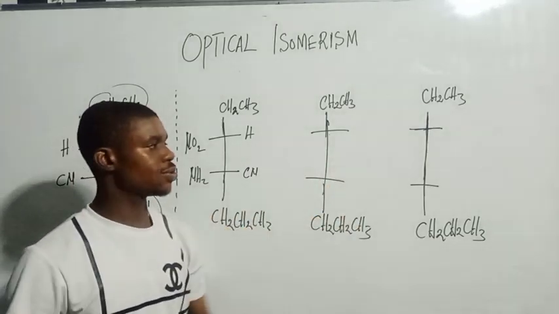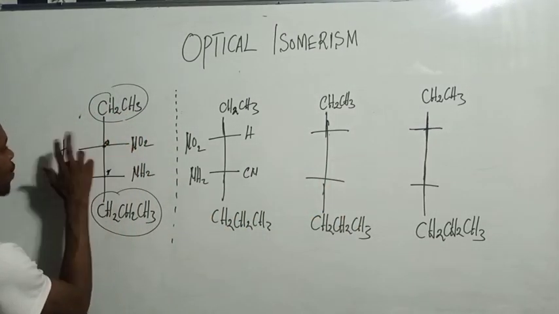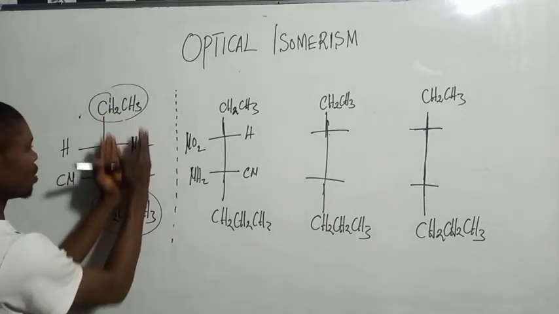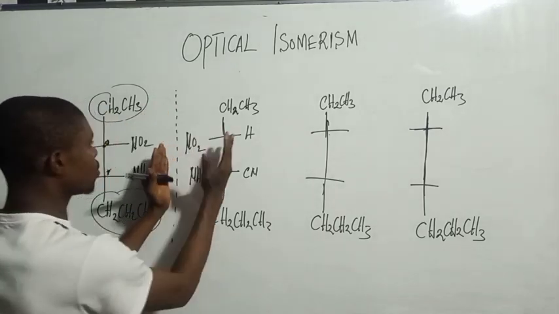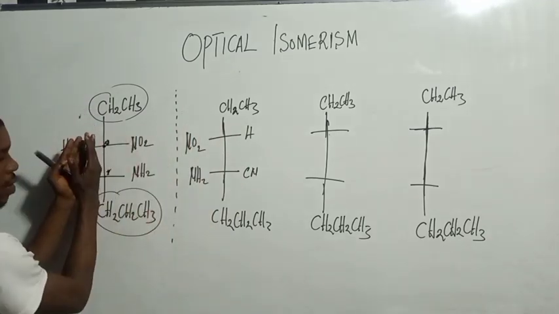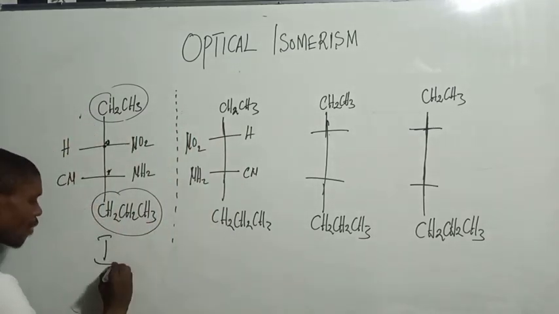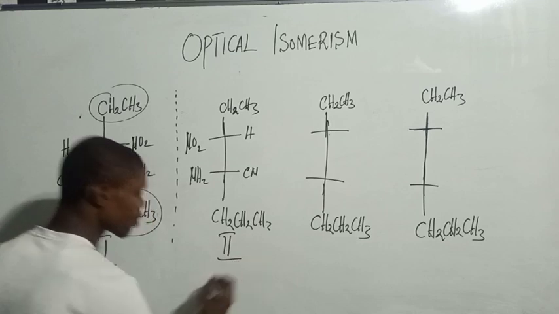So how do we get the remaining two? It's very easy. Now, let's flip this one here. Remember, these two are on the same side. They're on the same side here. So this one is just like a mirror image of this guy here. Right? So I've got two. Can you see that?